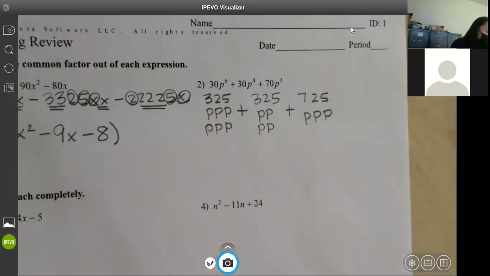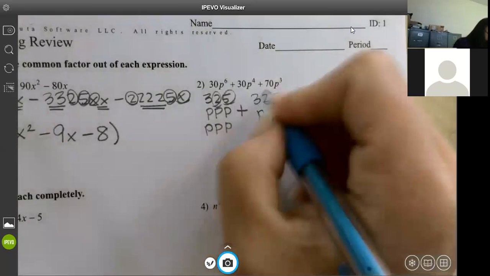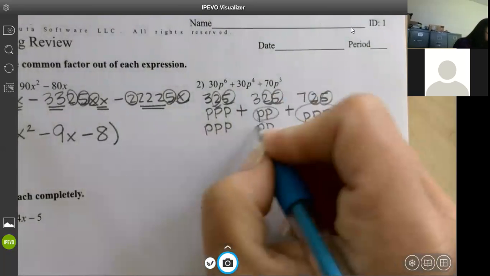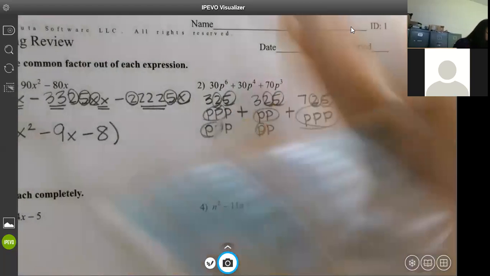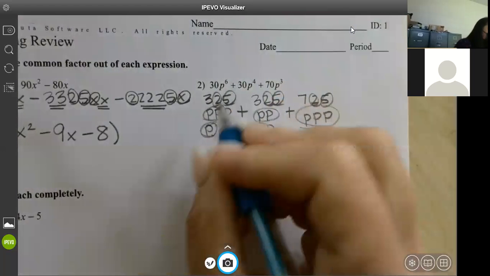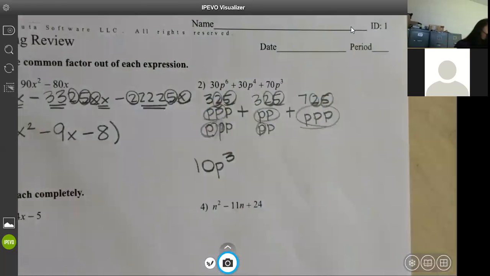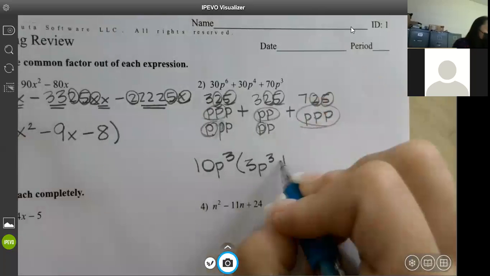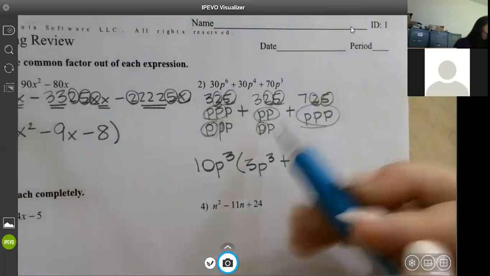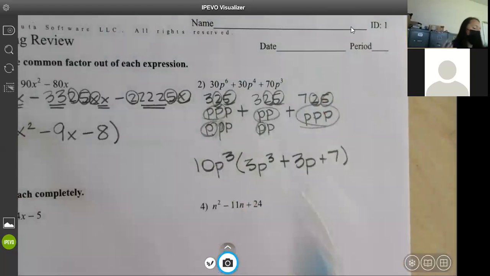What do they have in common? 2, a 5, and 3 p's. No, 3, not 4. Okay. So 2 times 5 is 10, and you said 3 p's, so p cubed. In the first one, that means I left a 3 and 3 p's. And the second one, I left a 3 and 1 p. And in the last one, all I left was a 7. What happens if we circle everything? We put a 1.